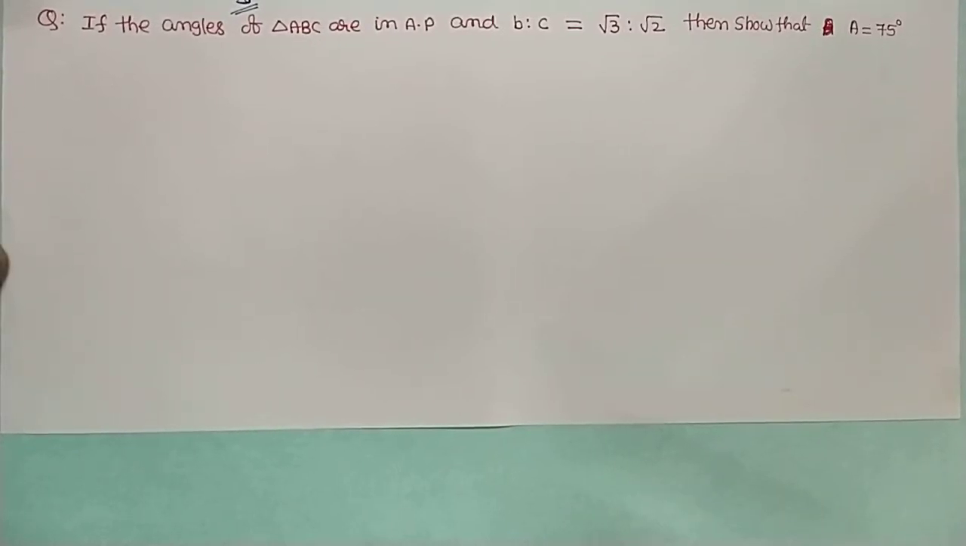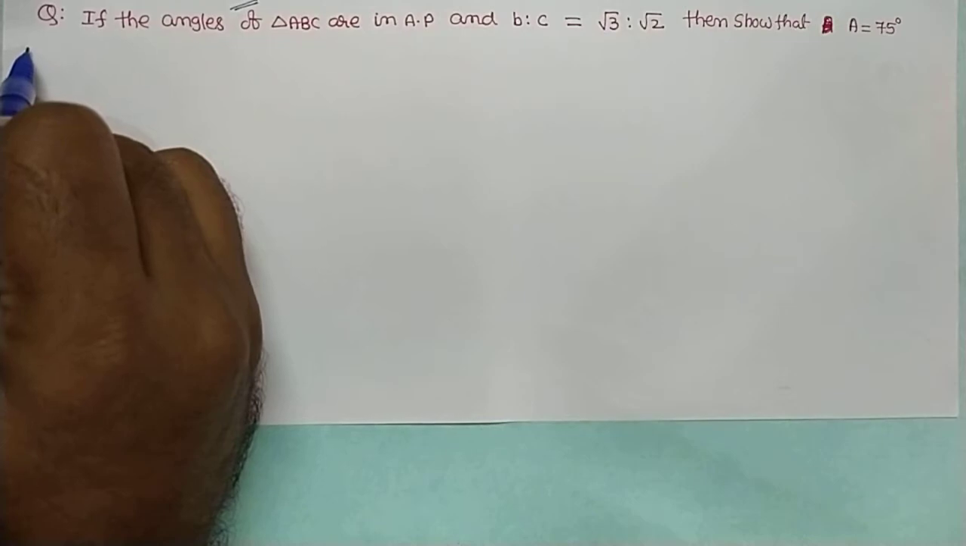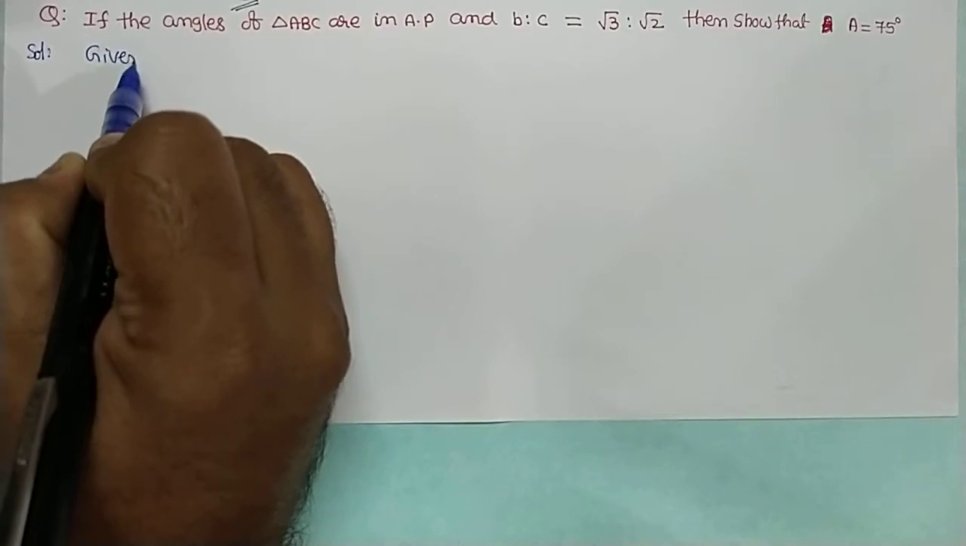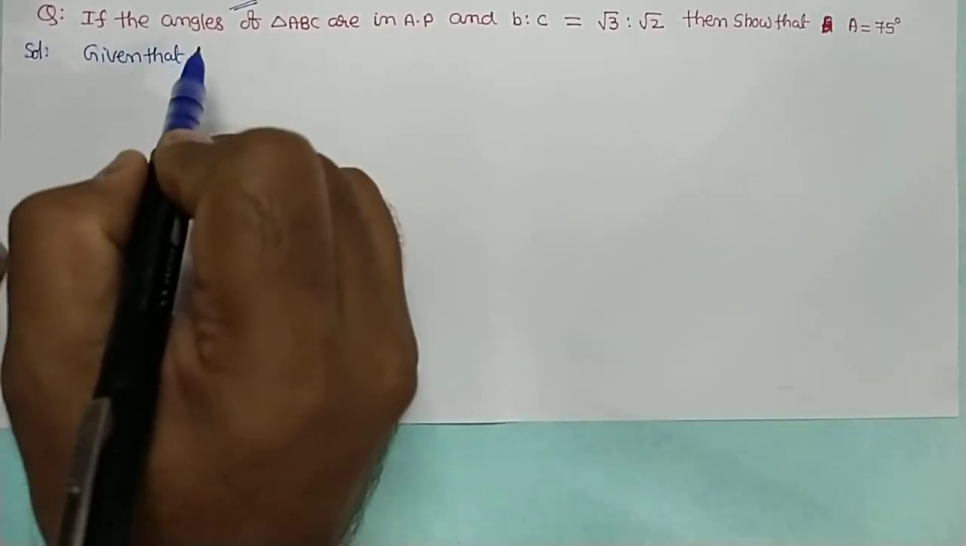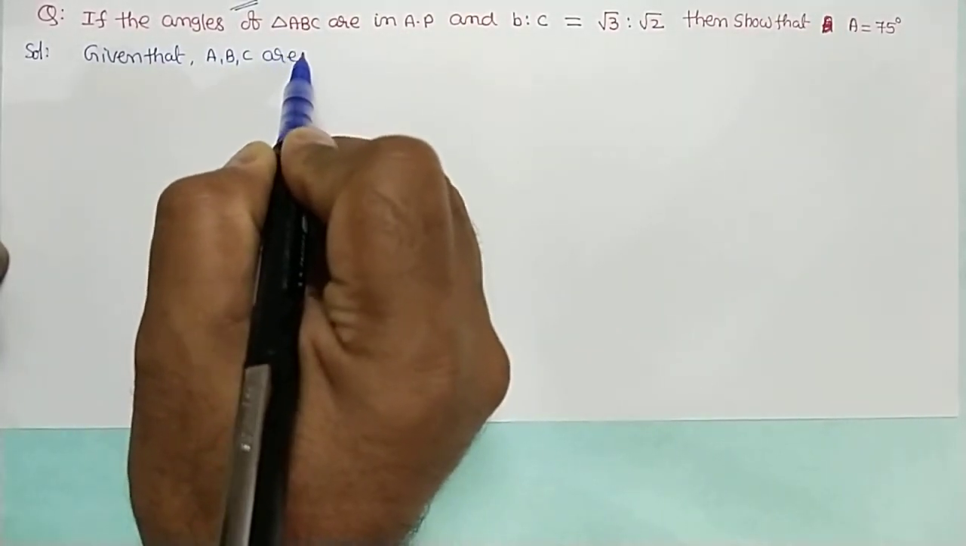The next question. If the angles of triangle ABC are in AP and small b is to c equal to root 3 is to root 2, then show that angle A equal to 75 degrees. Given that in the answer, given that the angles in the triangle, capital A, capital B, capital C are in AP.